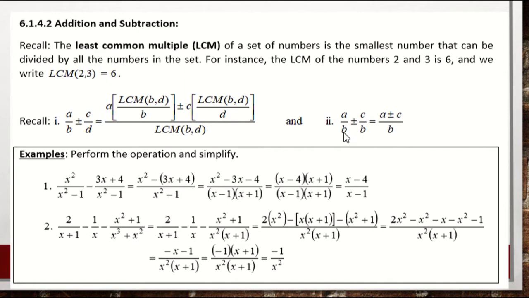So, kung pareha silang denominator, pwede ra na ito madritso plus ang numerator or ma-minus. Pero, og dili gani sila pareha og denominators, kuhaan jud nato siya og LCM or LCD, the least common denominator. Okay? Pareha ra ang pagkuha sa LCM og LCD. Okay, let us have examples para ma-review na to. Perform the operation and simplify. Okay, given ta ani x squared over x squared minus 1 minus 3x plus 4 over x squared minus 1.